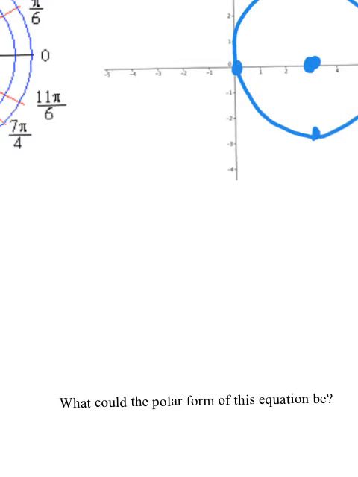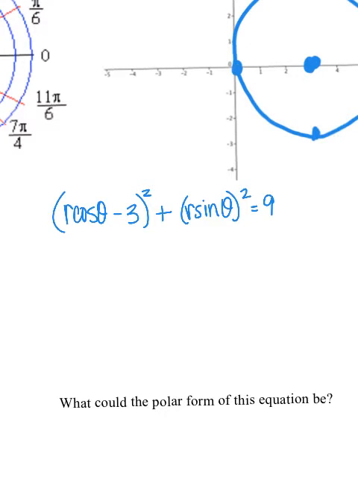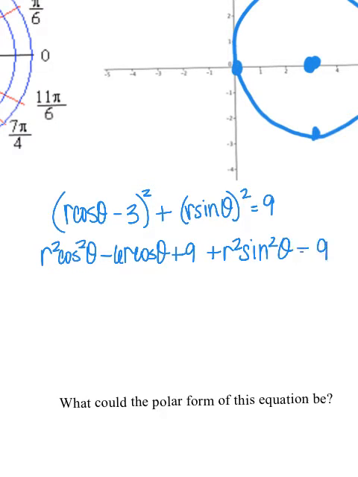So I'm going to replace x with r times the cosine of theta, minus 3 squared. And I'm going to replace y with r times the sine of theta, and that's still going to be equal to 9. So then when I square r cosine of theta minus 3, I get r squared cosine squared of theta minus 6r cosine of theta plus 9, plus r squared sine squared of theta is equal to 9.